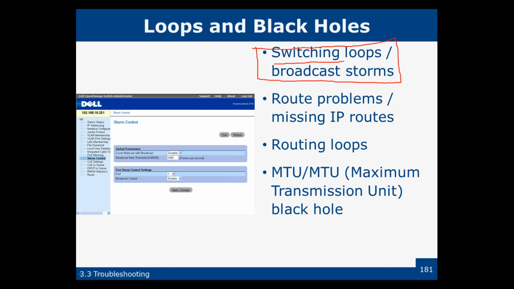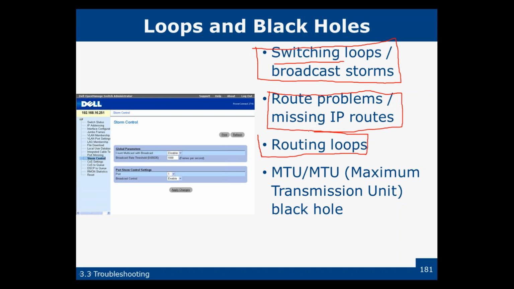Because if we have a routing loop, it'll eventually run out of time to live and just quit. A switching loop has nothing like that to stop it, so it'll go on forever. That's why it really becomes important that if you have a big network with redundancy and physical loops, you have spanning tree running so that it breaks those loops. Route problems, missing routes, just can't go anywhere, and you'll get an ICMP message to tell you about those things.